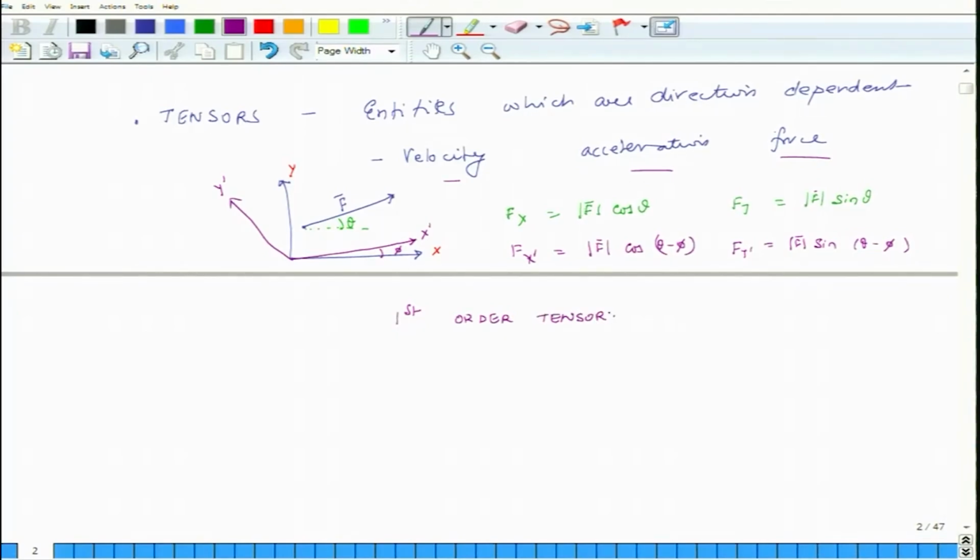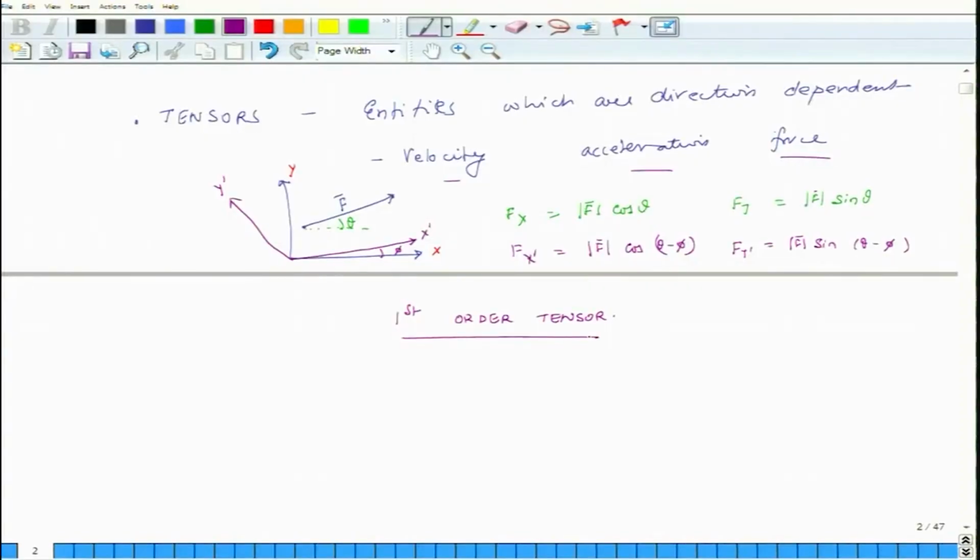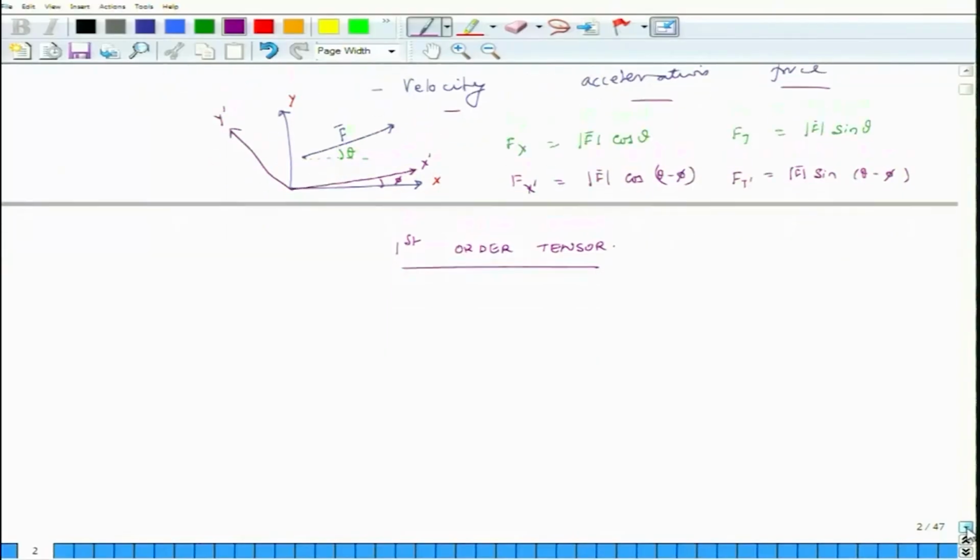Here the direction is only one, the components are associated with only one particular direction. That is why it is known as a first order tensor. But there could be entities where the association of the entity could be related to more than one direction. Those would be tensors of higher order, not just first order, and there could be second order tensors, fourth order tensors, and so on and so forth.